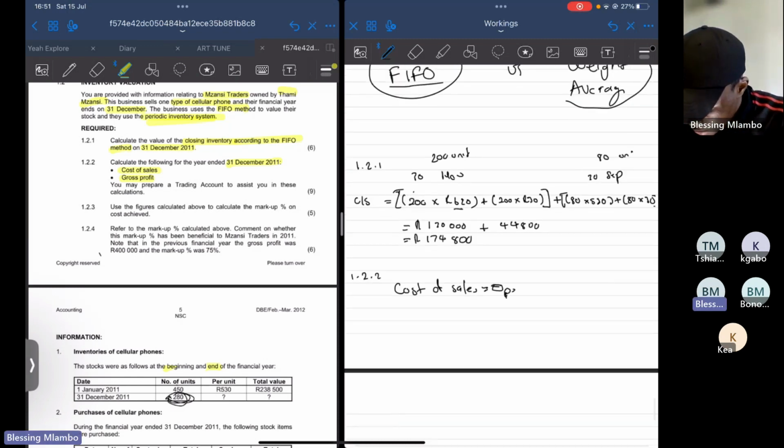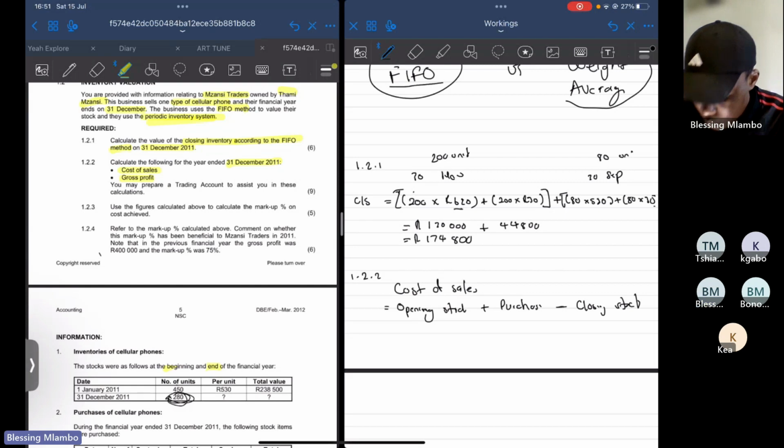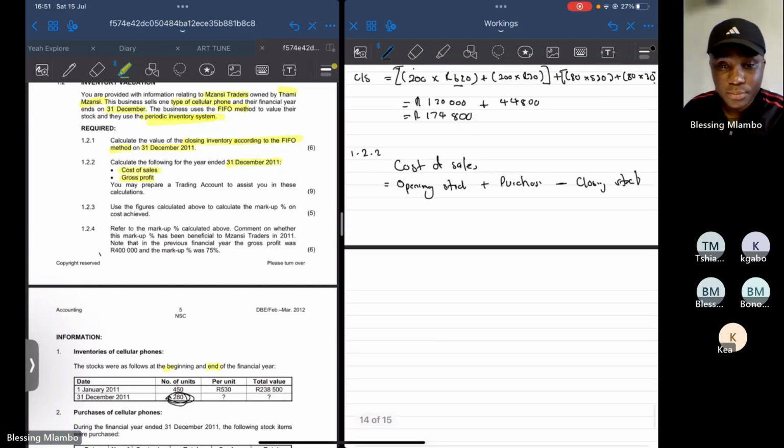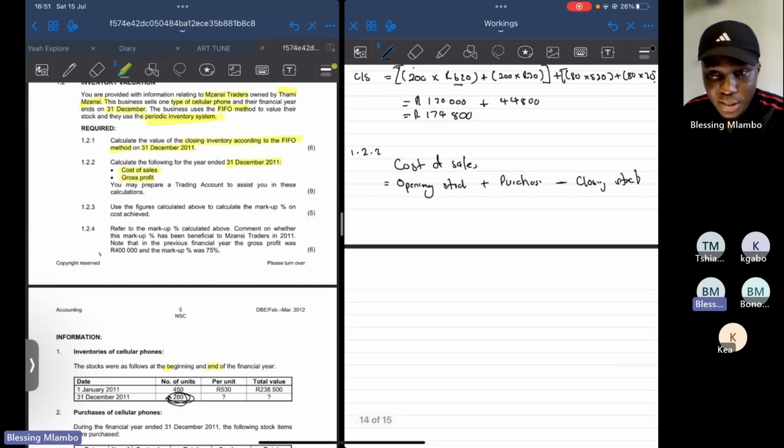And how we calculate cost of sales, there's a formula that you take opening. I'll just write it over here. So cost of sales is equal to opening stock plus all the purchases minus your closing stock. So that's your formula for cost of sales under periodic.